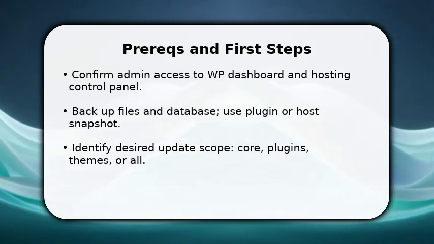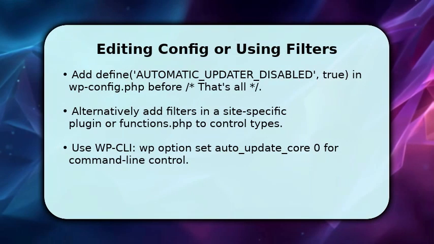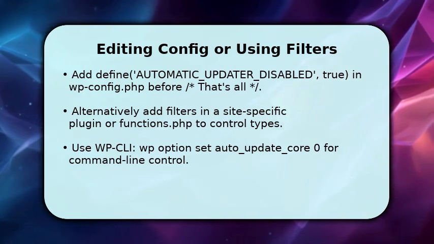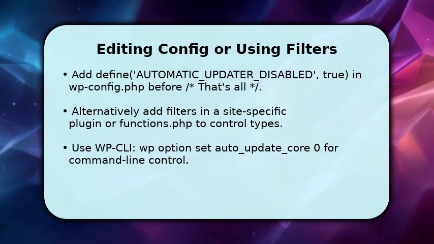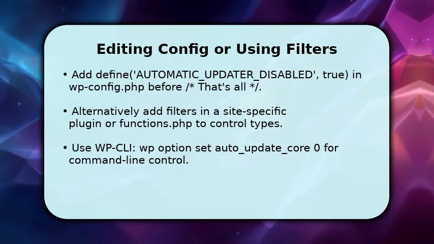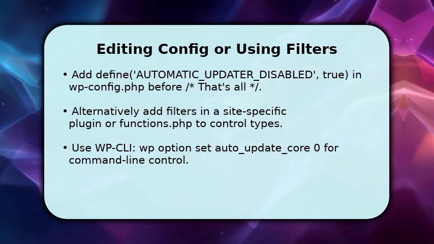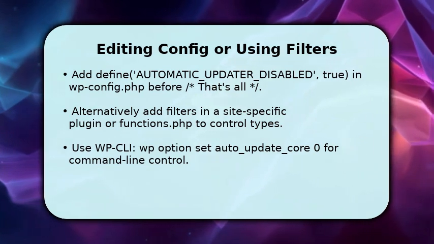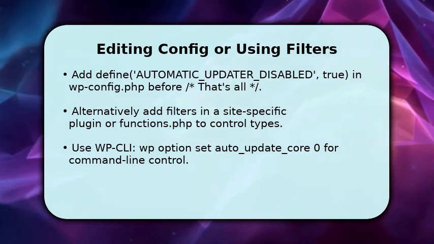You can stop updates by editing wp-config.php. Add the constant to disable the updater entirely. If you prefer granularity, create a tiny site-specific plugin or edit child theme functions.php and add filters to disable core, plugin, or theme updates separately. This keeps changes upgrade safe.